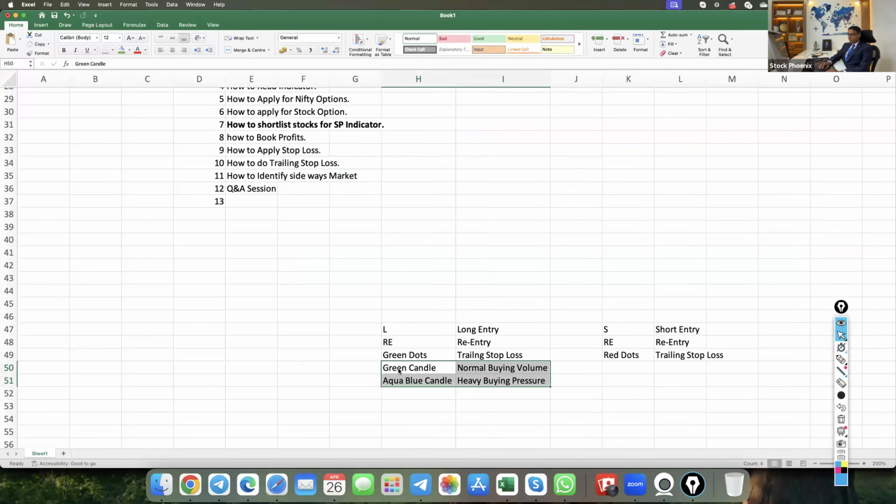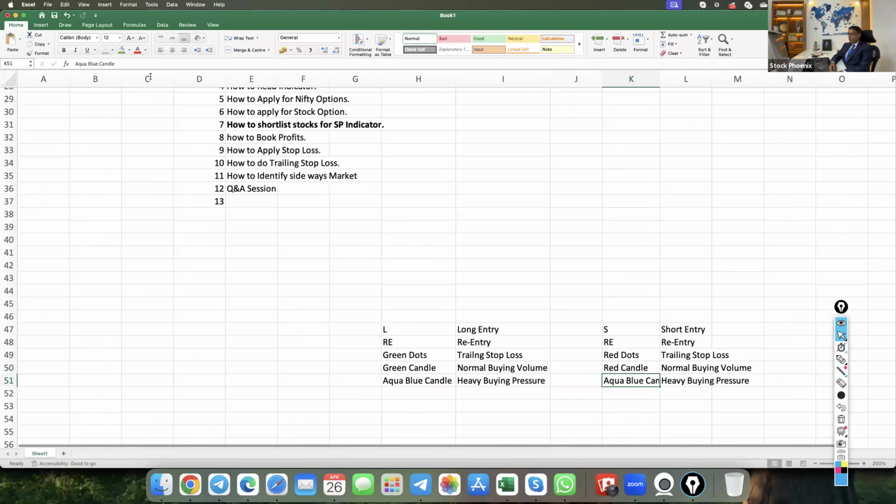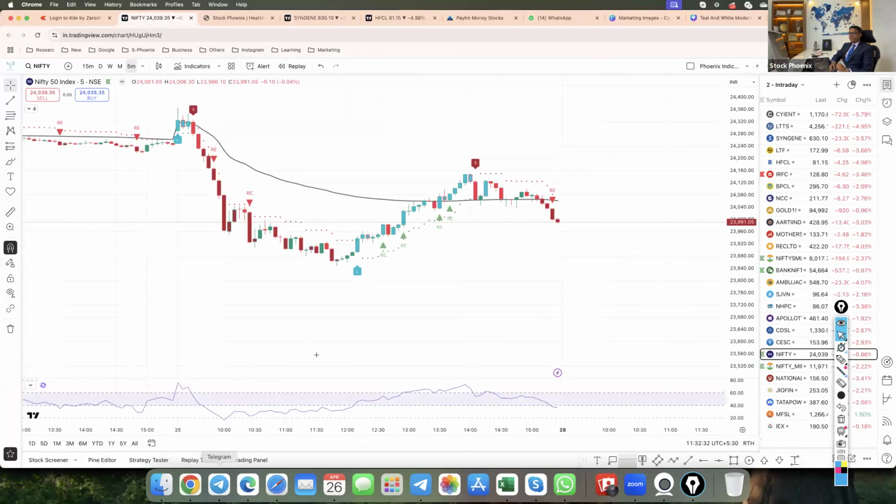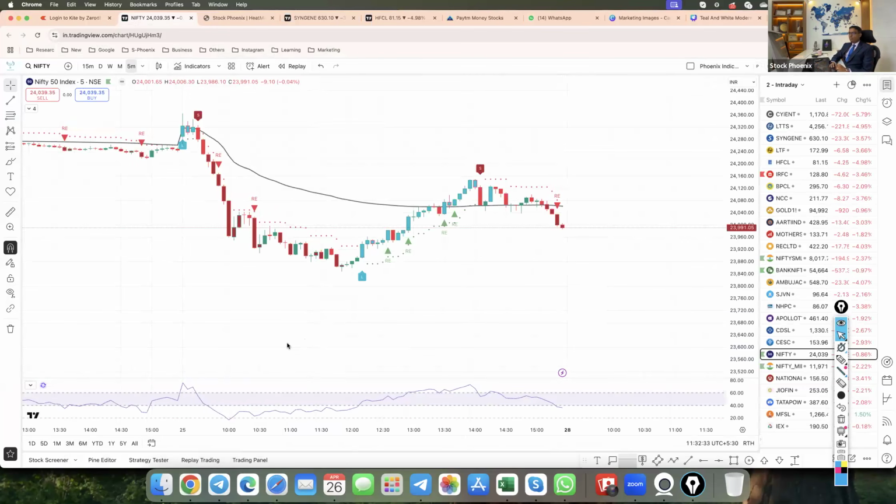Similarly, a red candle is normal selling volume, and heavy selling pressure comes with a maroon candle. Any doubt so far? The candle color changes automatically. That is what we have designed. It is called a completely automated indicator. Any confusion till now? Okay, one more last thing.